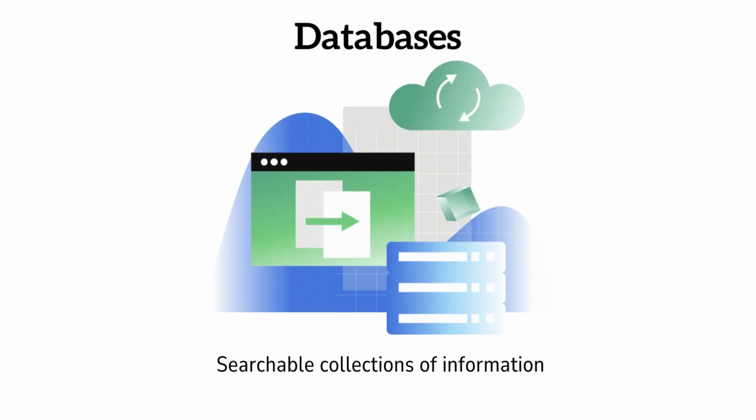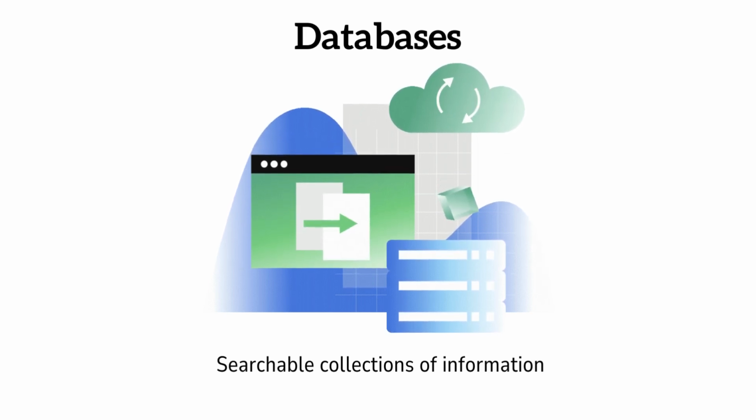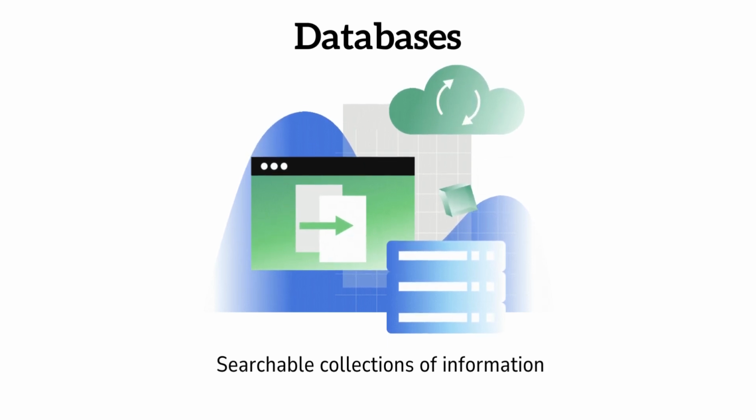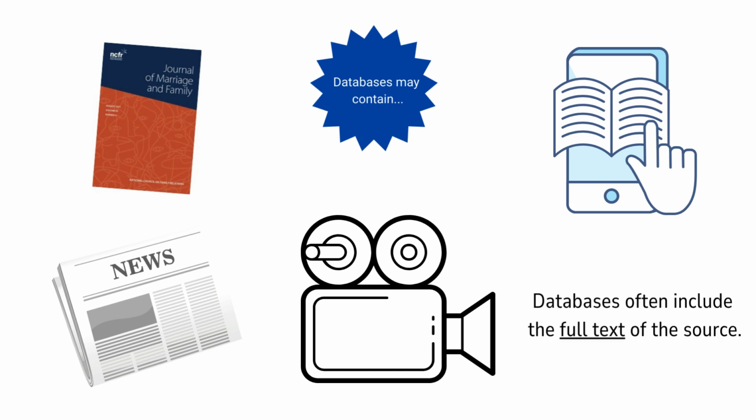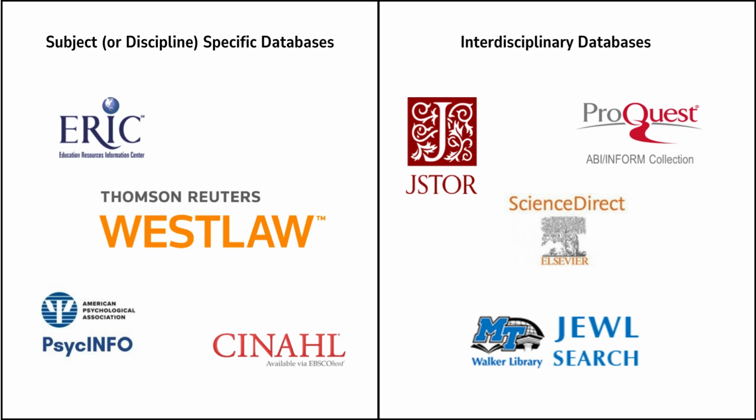The final term to define is database. When we talk about library databases, we are referring to searchable collections of information. In addition to peer-reviewed articles, databases might include newspaper articles, ebooks, or documentary videos. You can often find the full text of the source online, while other times you will only get the source information.